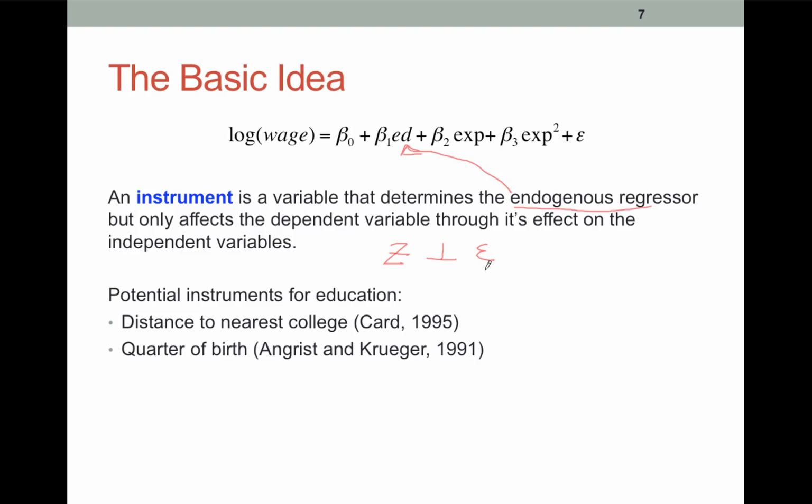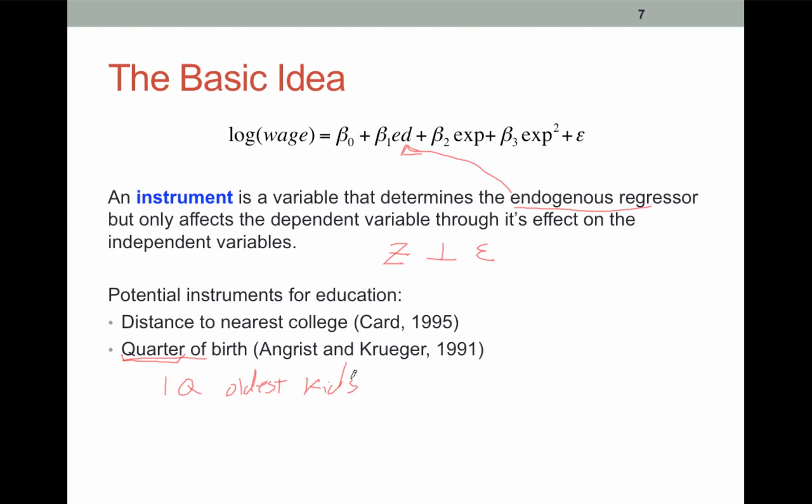Now, let's consider the quarter of birth, the quarter of the calendar year that someone was born. Now, why might the quarter that you were born determine how much schooling you get? Well, many states require kids to be 6 years old by the end of the calendar year in order to start first grade. That means kids born in the first quarter of the year are usually the oldest kids in the class. Those 1Q kids are the oldest kids.